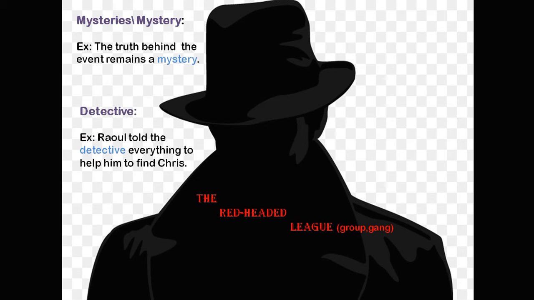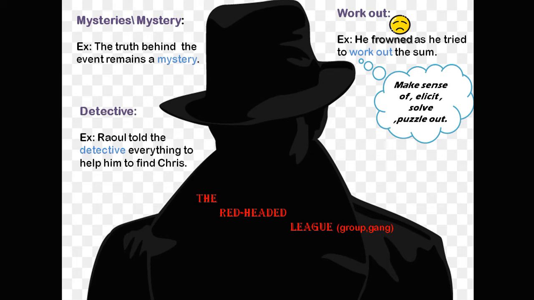Another one, detective. Detective here is the job. The example: Raoul told the detective everything to help him find Christine, just in case you still remember the Phantom of the Opera. Another word, work out. The example: he frowned as he tried to work out the sum. He frowned, you know this facial expression when you're angry or disappointed? Work out means make sense of, solve, puzzle out, as I just told you. Another one, observing. I want to observe all the details, to watch and see, to focus on everything, like scanning everything.